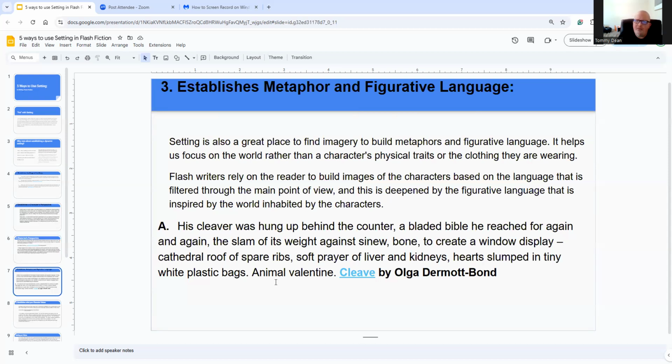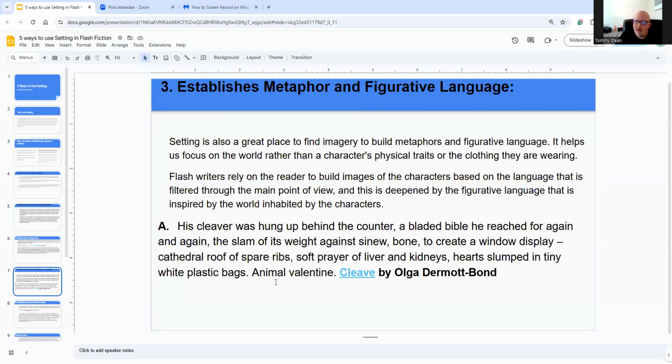It may not be the absolute best writing in the world, but flash kind of really wants you to give it your best go. And one way, or a few ways to do that, is to think about metaphor and figurative language, and giving us the sense that the words have more meaning than just their simple meaning on the page. Setting is also a great place to find imagery to build metaphors and figurative language. It helps us focus on the world rather than the character's physical traits or the clothing they are wearing, unless it is important to the story.